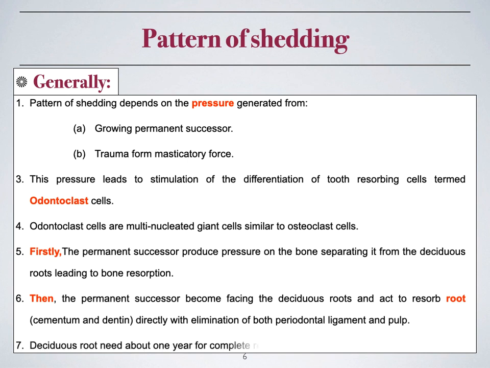Deciduous root needs about 1 year for complete resorption. And so the beginning of shedding is at 1 year earlier than the sequence of shedding discussed before.